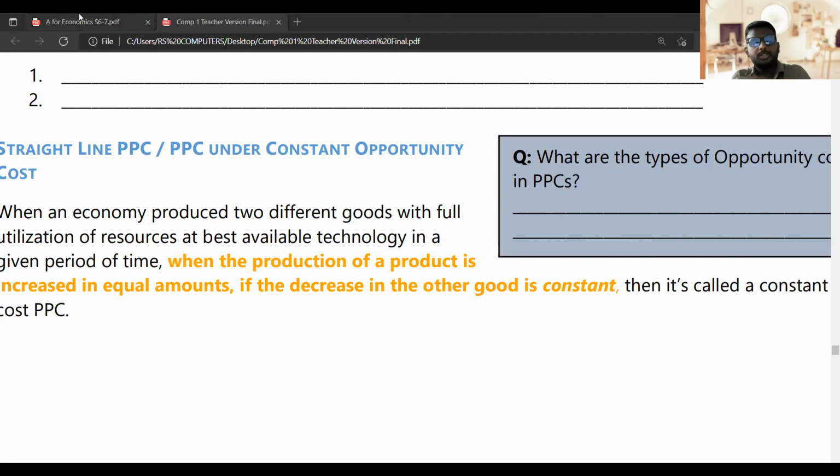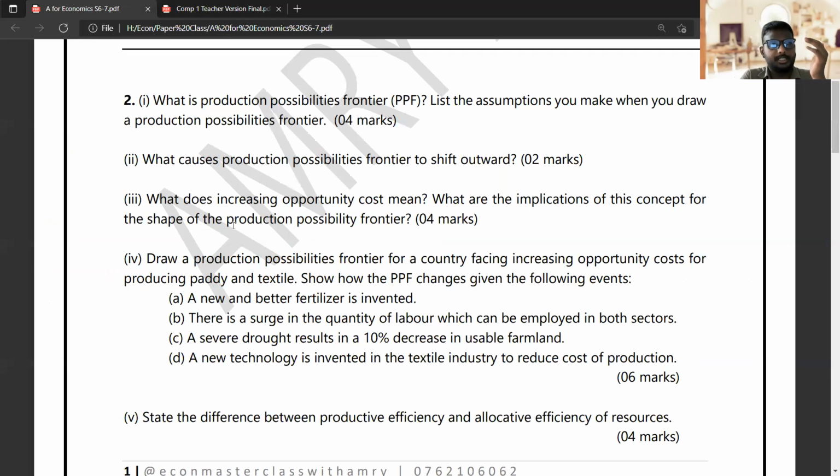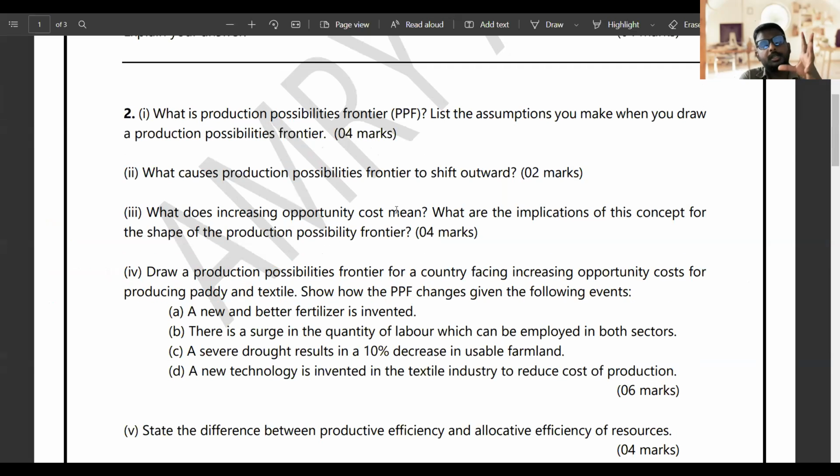how much you lose on the other product. If it keeps on increasing, then it's increasing opportunity cost. What are the implications? The PPC will be bowed out, concave to the origin. You get 4 marks for that. If you have time, draw the PPC also, and say this is how the PPC will look if increasing opportunity cost is observed. Is that clear?